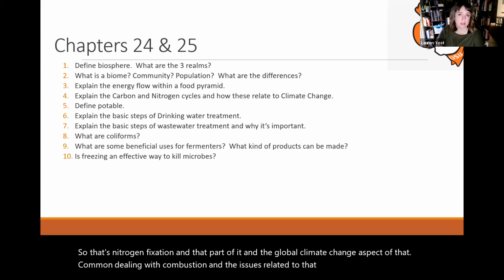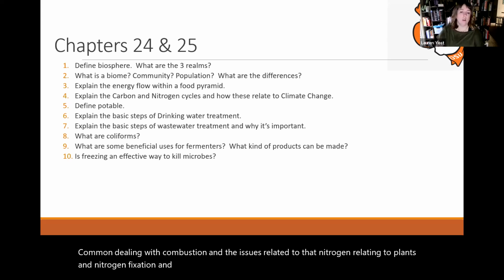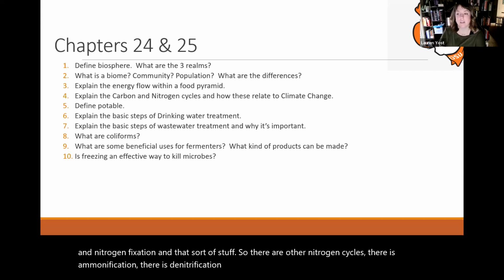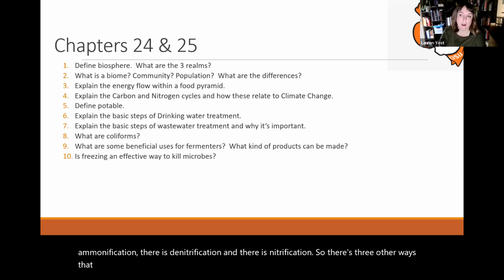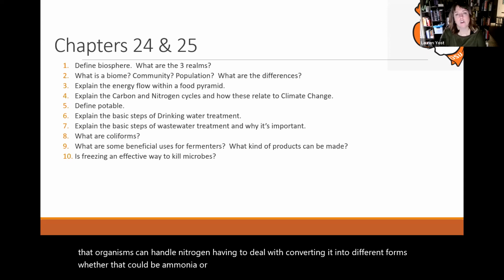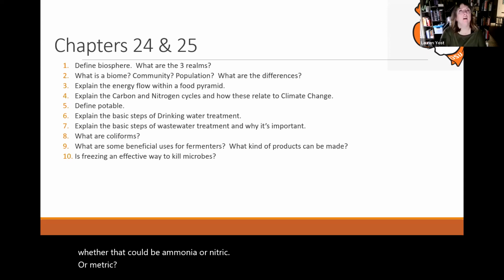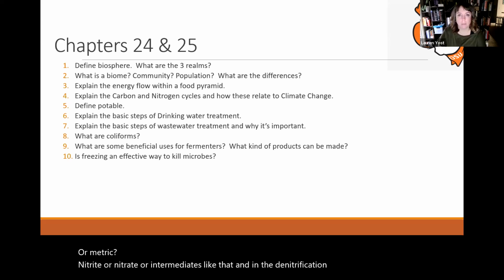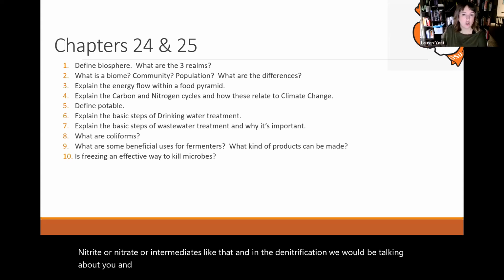Nitrogen relating to plants and nitrogen fixation and that sort of stuff. So there are other nitrogen cycles. There is ammonification, there is denitrification, and there is nitrification. So there's three other ways that organisms can handle nitrogen, having to deal with converting it into different forms, whether that could be ammonia or nitrite or nitrate or intermediates like that. And in denitrification, we would be talking about even creating nitrogen gas, N2.